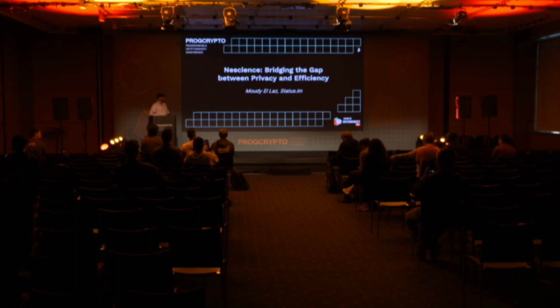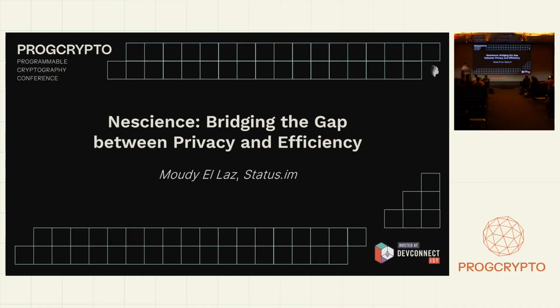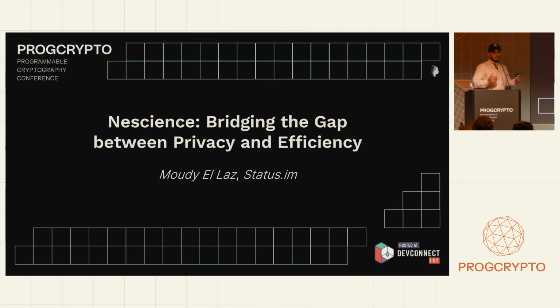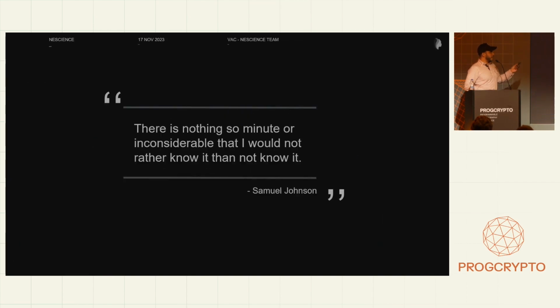Today I'll be presenting Nescience. It's a way to bridge the gap between privacy and efficiency. To start with, I would like to give a small quote about what Nescience is by a British poet. I quote, "There is nothing so minute and inconsiderable that I would not rather know it than know it." This is actually the definition of Nescience, which means, in our days, lack of knowledge.